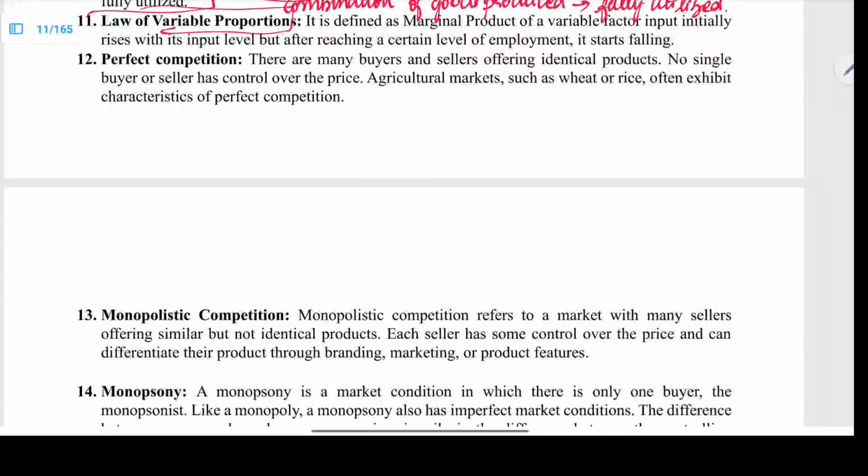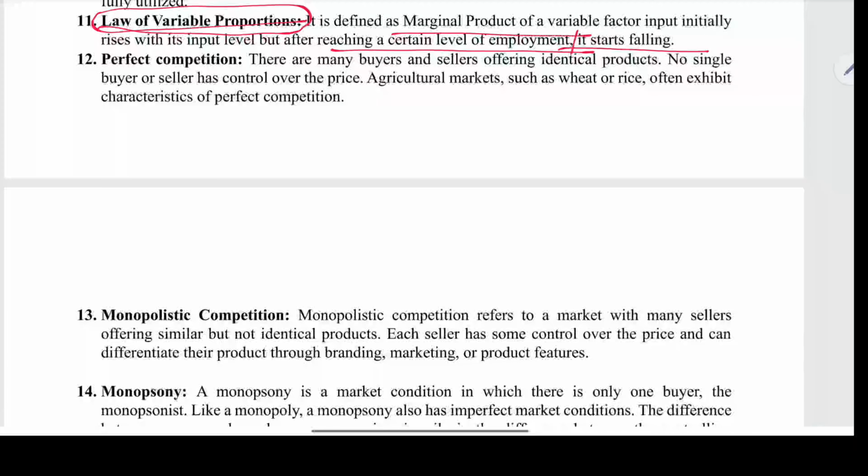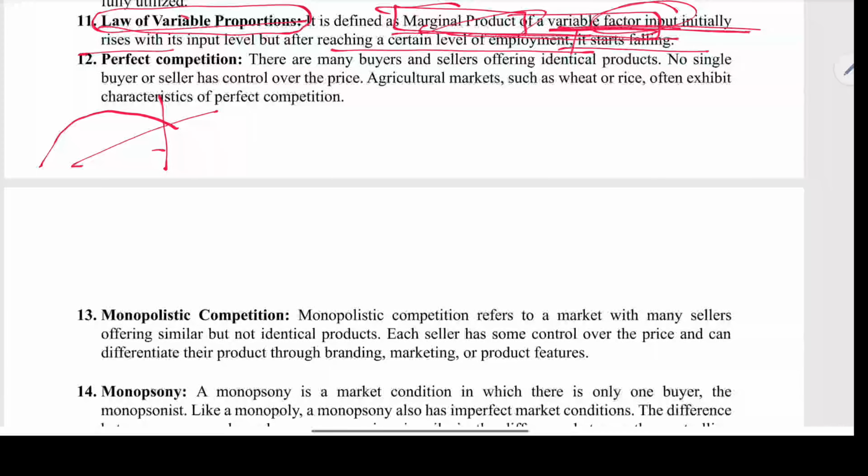Law of variable proportions. The marginal product of a variable factor initially rises with the input, but after reaching a certain level of employment, it starts falling. So in the law of variable proportions, initially it is increasing, but after some point it falls, right? It is the marginal product of a variable factor input. Initially it rises with its input level, but after it reaches a certain level of employment, it starts falling down.